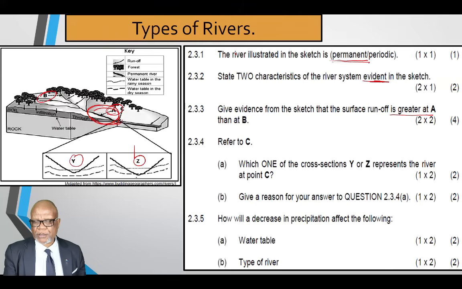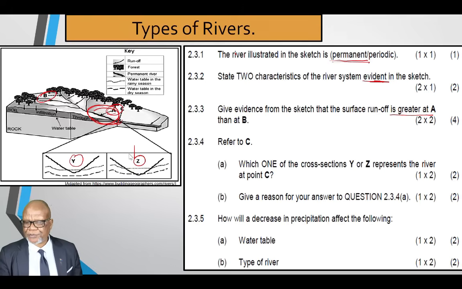And now you can see that the water table, or the riverbed, the water table rather, is above the riverbed. The water table is above the riverbed for both seasons, for both wet season and dry season. Which one? Give a reason for your answer. You give the answer, I've already given the answer. It is because the water table is above the riverbed for all seasons.